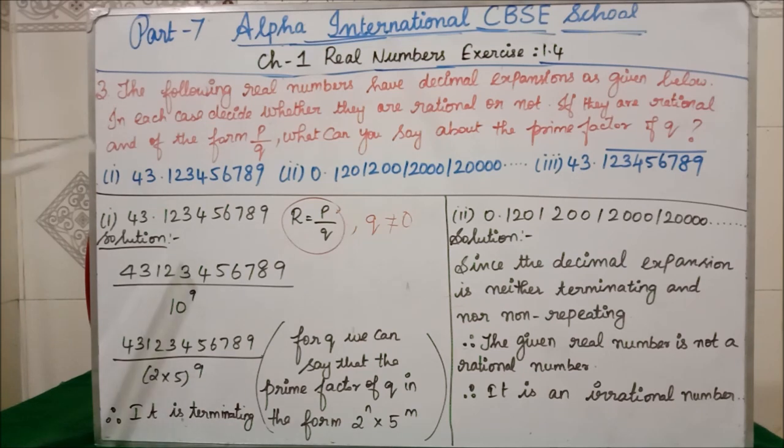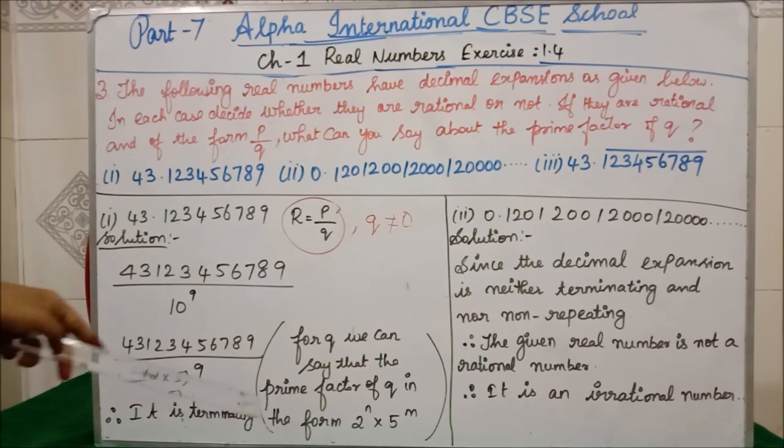So it is rational because it comes in the form of P by Q, and Q is in the form of 2 power n into 5 power m, isn't it? Therefore it is terminating, we have to write. Terminating means, as I told you, at one point we will get the solution. So this number is terminating. Clear, all of you? So you have to write it in the bracket.